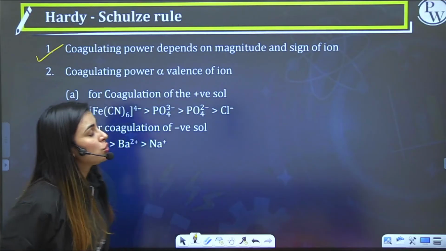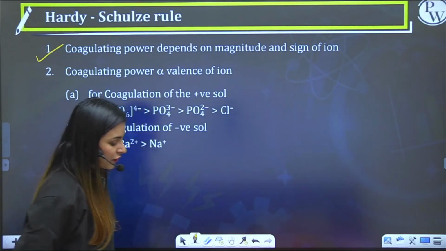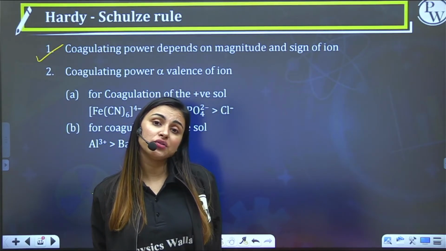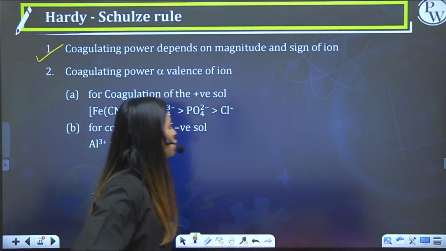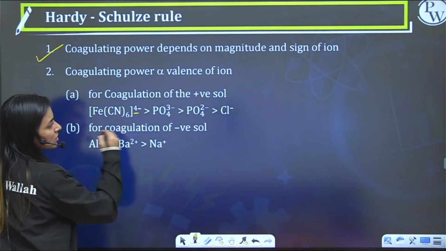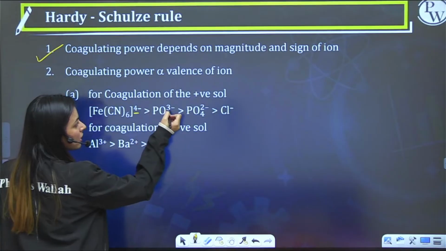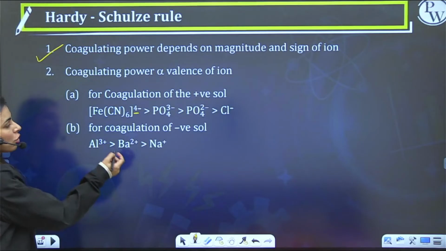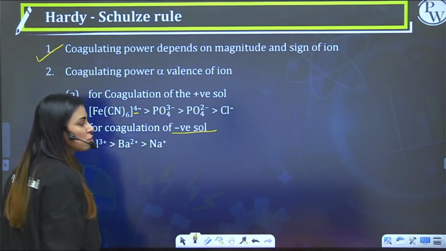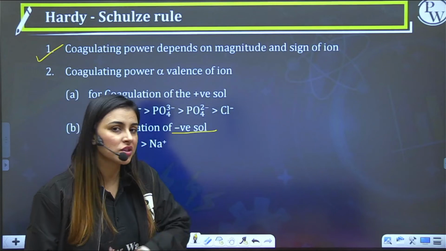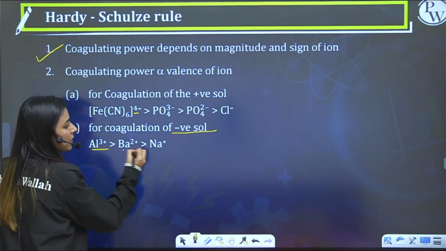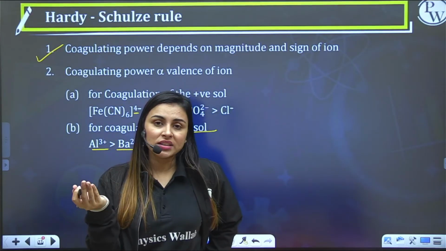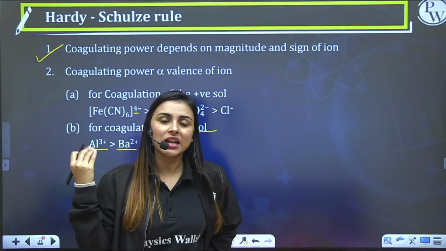The second point: for coagulation of a positive sol, meaning a positively charged colloid, you obviously need a negatively charged electrolyte. The more the negative charge, the more the coagulation. Here 4 negative charges are present, so this will have the maximum coagulating power. Then -3, comparatively lesser, then -2, then -1. And for the coagulation of a negatively charged sol, you need a positively charged electrolyte. The more the positive charge, the more the coagulation: +3, +2 and +1. This is very simple; it is common sense how it will coagulate.